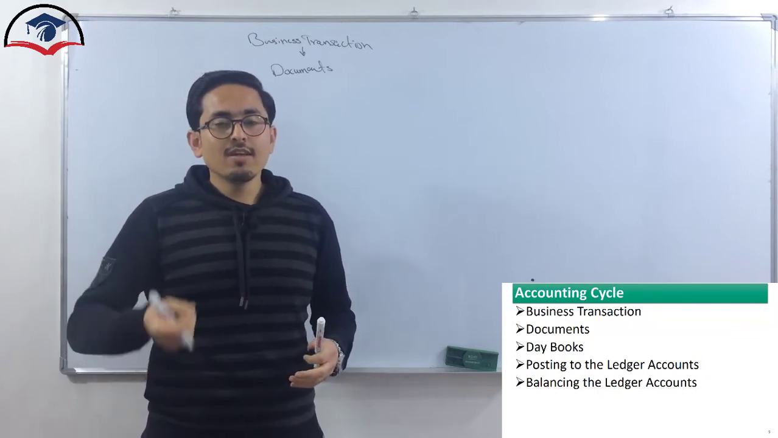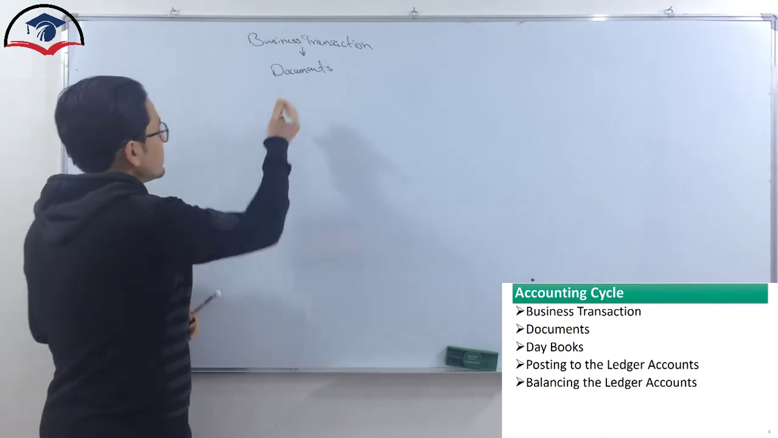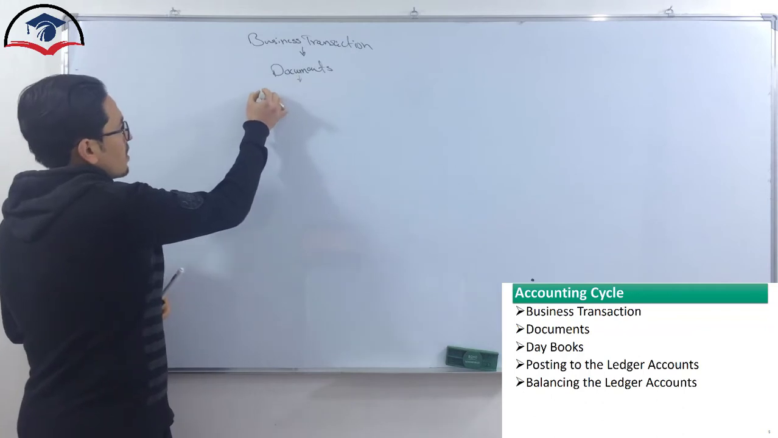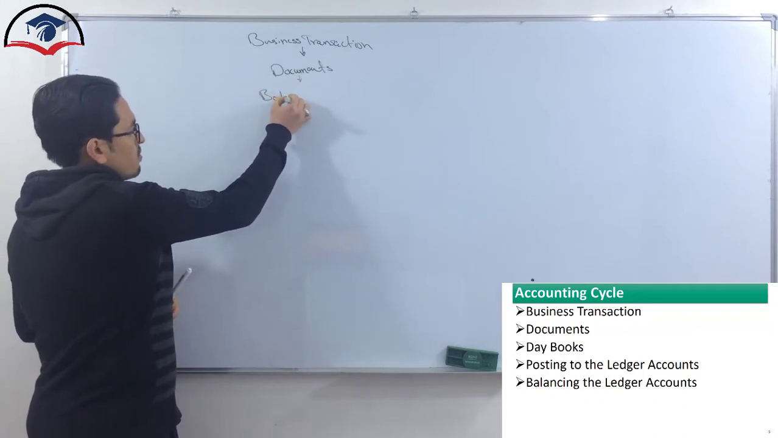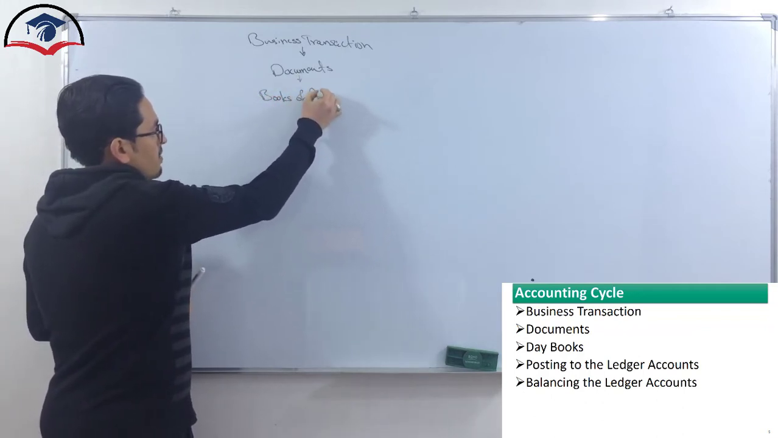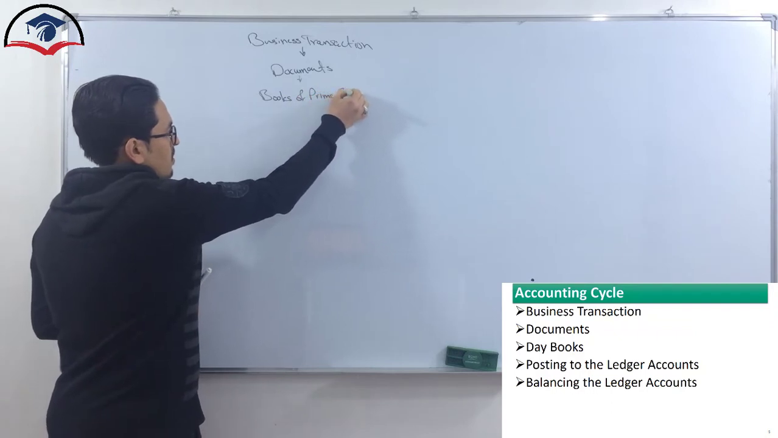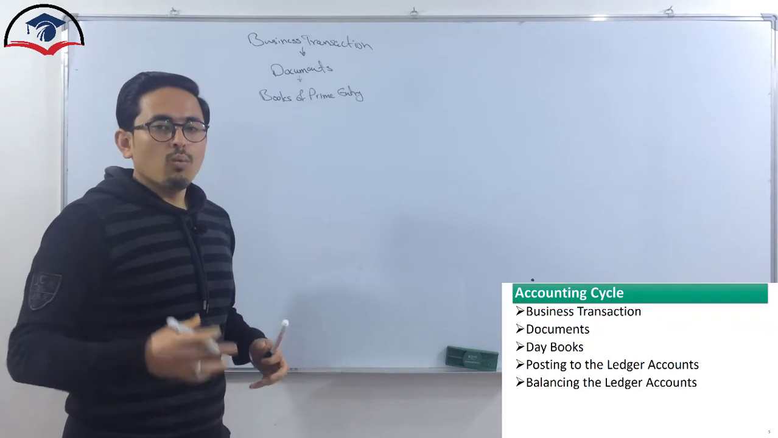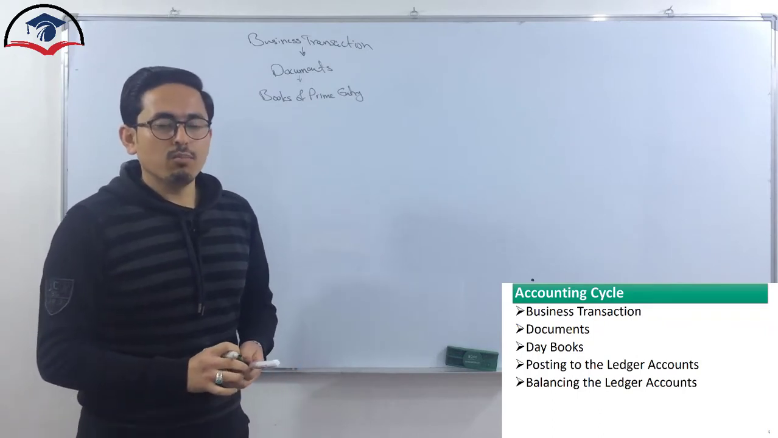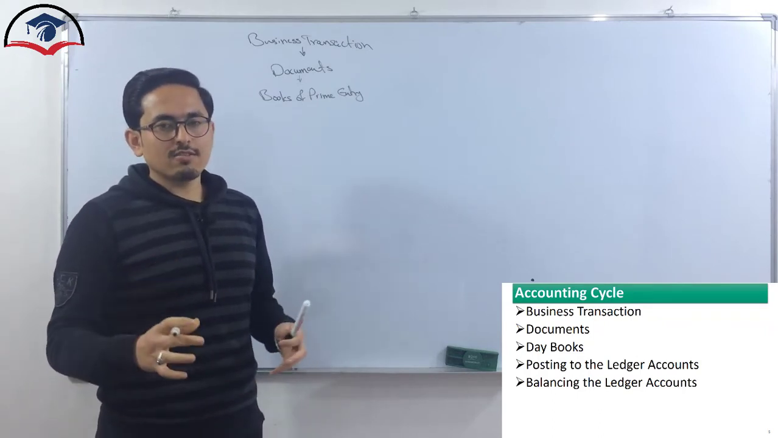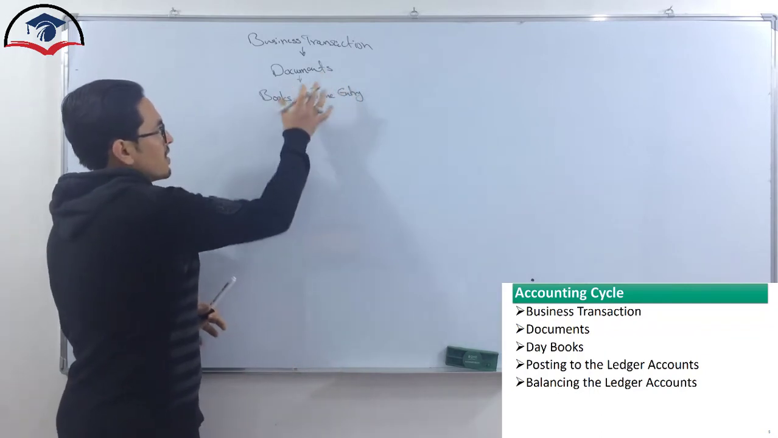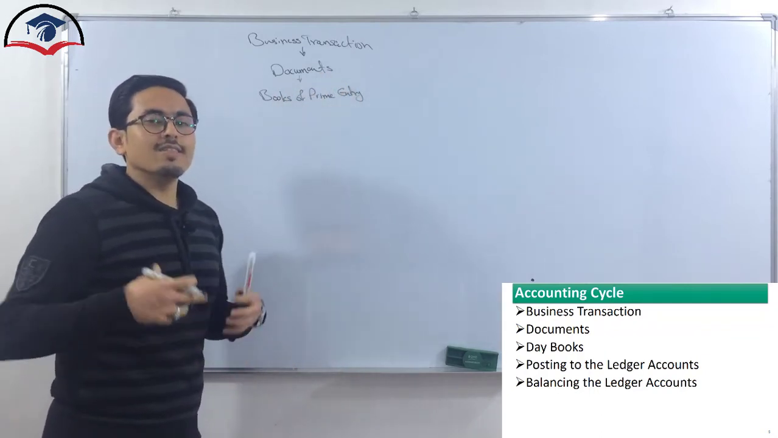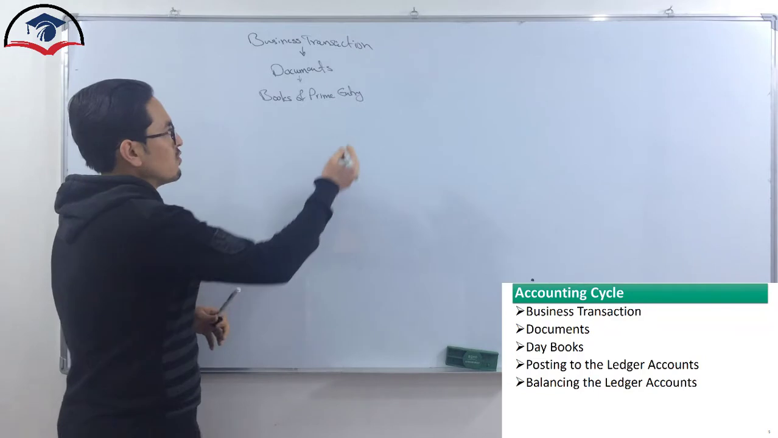If yes, then the next step is to record it in books of prime entry or day books. We're gonna have a separate video on what the 7 types of books of prime entry are. We'll discuss it in detail. But the step here is to record it in day books or books of prime entry.